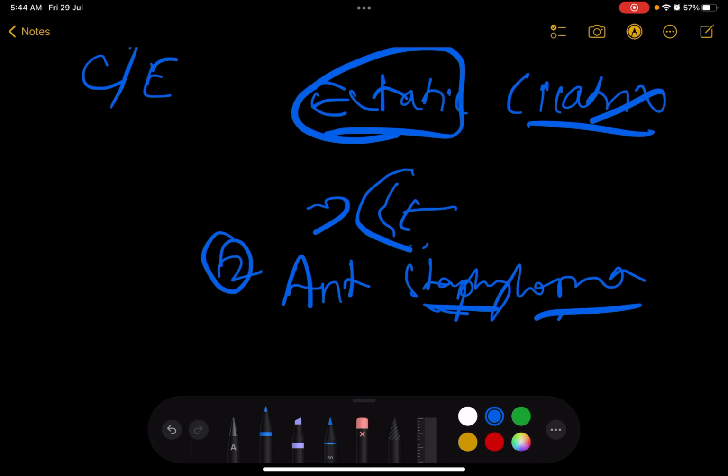Staphyloma is literally nothing but when the iris is bulging along with the cornea. So basically, what happens in this entire situation is that when there is a corneal sloughing, basically loss of corneal epithelium, there is also a prolapse of iris. The iris becomes inflamed and exudation occurs, which blocks the pupil and covers it.